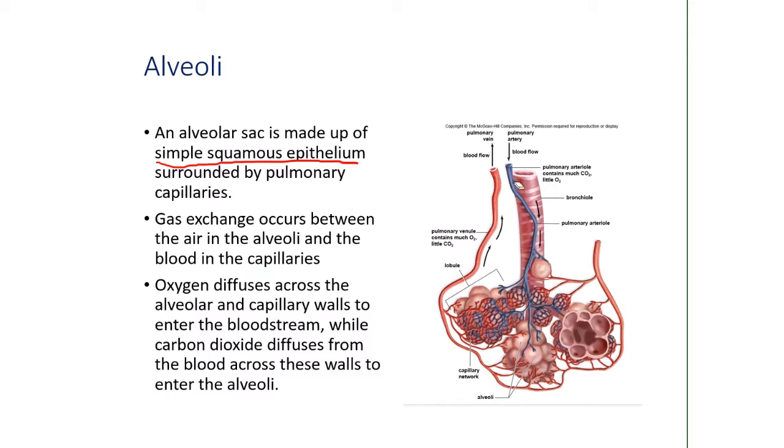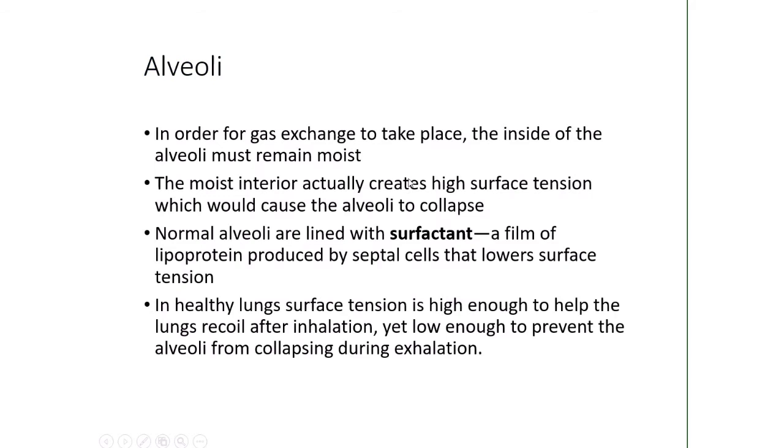So the diagram here shows you we have the pulmonary arteriole, which is of course from the pulmonary artery coming off from the heart, carrying the blue blood, the oxygen poor blood, and then at the capillaries here surrounding the alveoli, that's where gas exchange will occur. So the oxygen will go into the bloodstream from the alveoli, and the carbon dioxide from the blood is going to go into the alveoli, and then the blood will now become oxygenated, which would then return to the heart through the pulmonary vein. So in order for gas exchange to take place, the inside of the alveoli must remain moist.